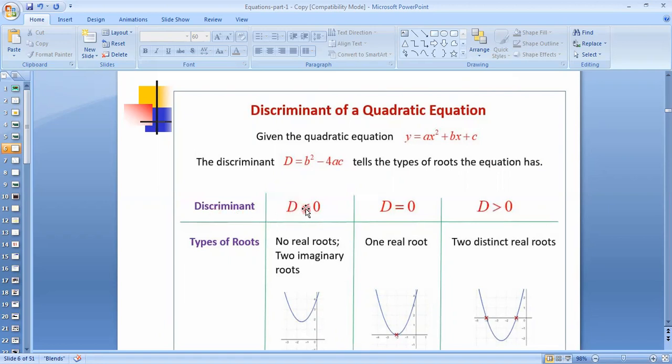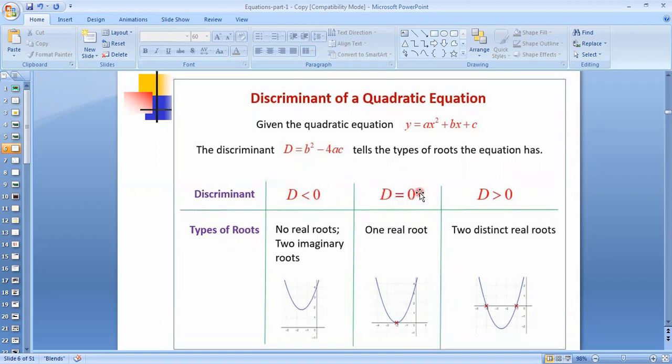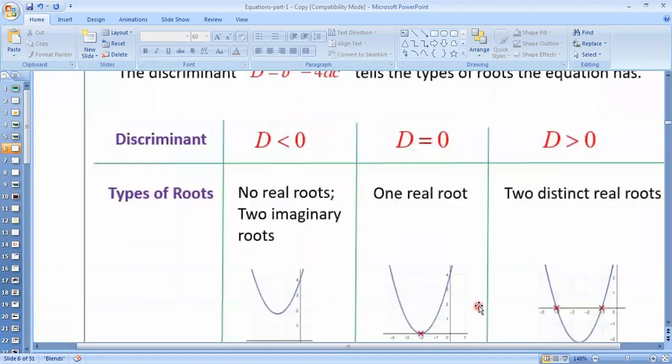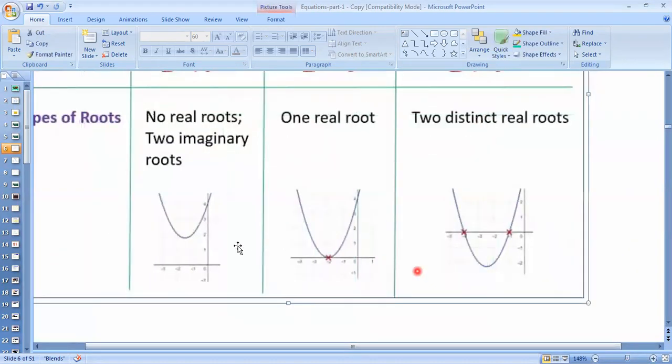Discriminant d less than 0 means negative. d equals 0 means equal roots, one equal root. And d greater than 0 means positive discriminant, two distinct real roots. So the types of roots depend on the discriminant: no real roots if d is less than 0. That means the graph will be like this. No real roots, two imaginary roots.